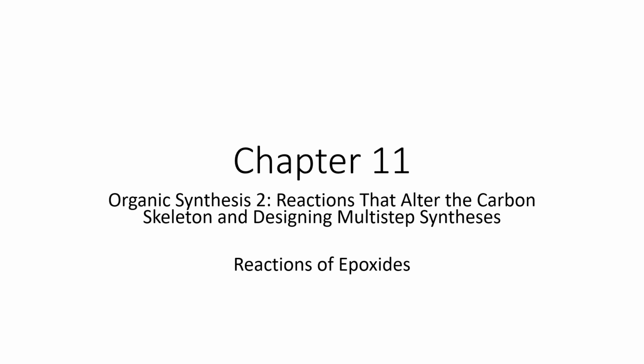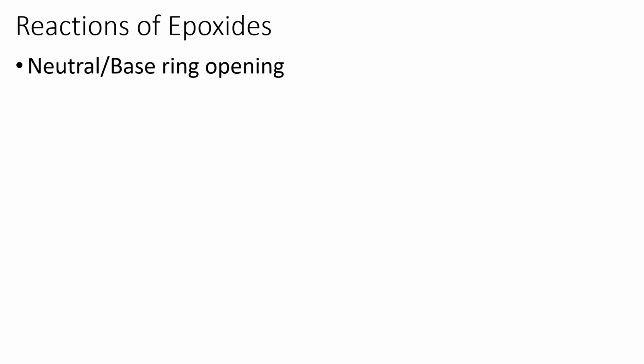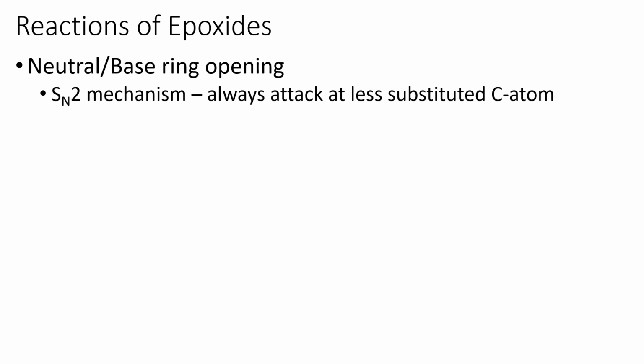In this section of Chapter 11, we're once again going to review those reactions of our epoxides. Remember, our epoxide is the three-membered ring that has the oxygen as one of the members of our ring. We're specifically going to be focusing in on the neutral and the base ring opening of these epoxides. So remember, this is an SN2 type mechanism, and we're always going to see an attack of our nucleophile at the less substituted carbon atom.